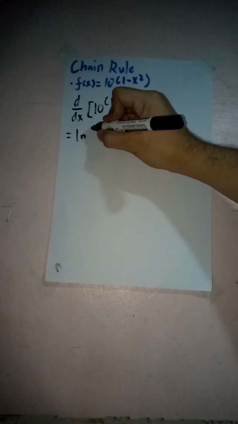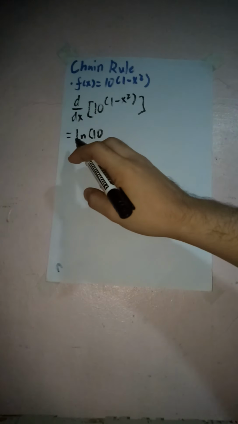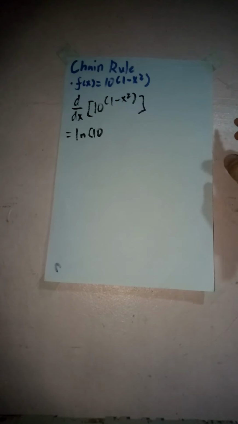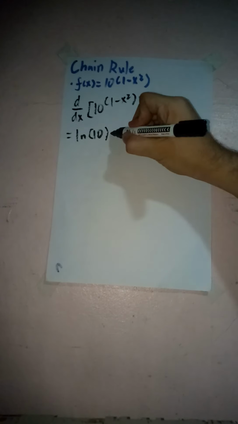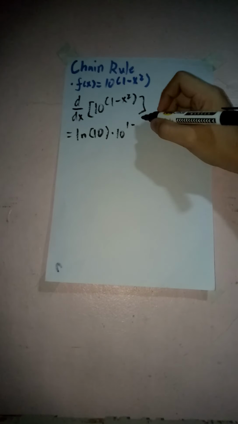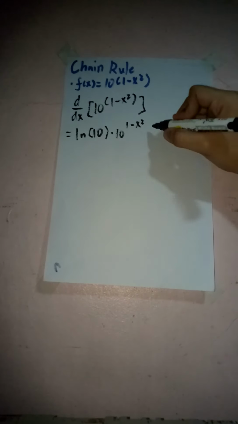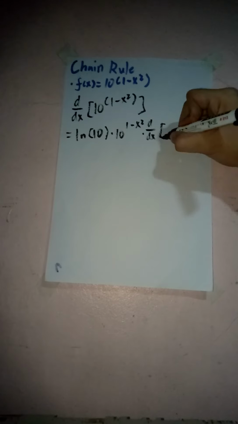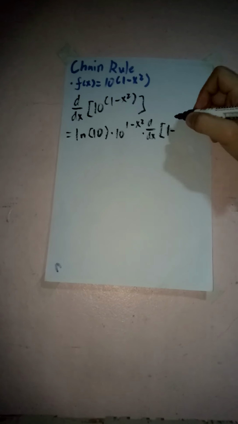And next we are going to use the chain rule, which is the given topic to me. So we are going to write it as equals ln of 10. So ln is the natural logarithm used in some cases in chain rule. So ln of 10 times 10 raised to 1 minus x squared times the derivative of 1 minus x squared.